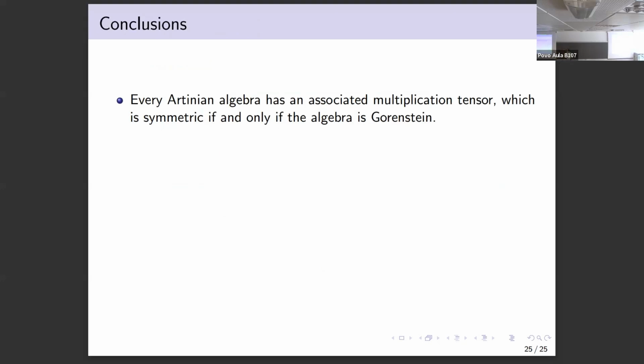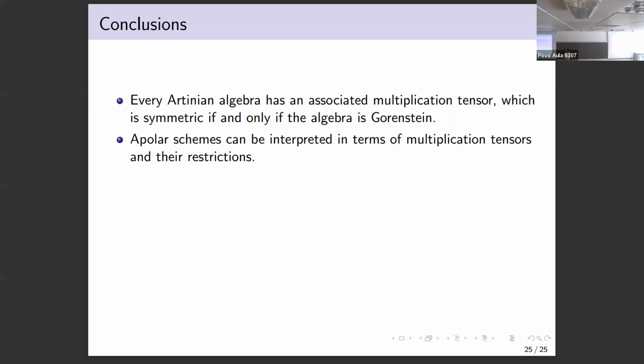What we see today is that for every affine algebra, we can associate a tensor that is concise and symmetric, if and only if the algebra is Gorenstein. All this geometrical polarity can be understood in terms of these multiplication tensors and their restrictions.